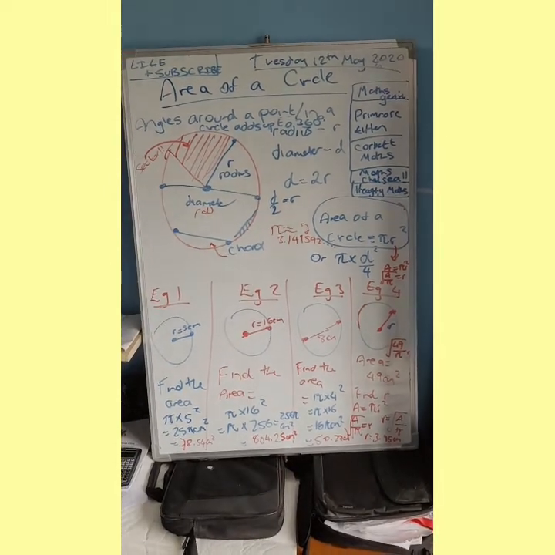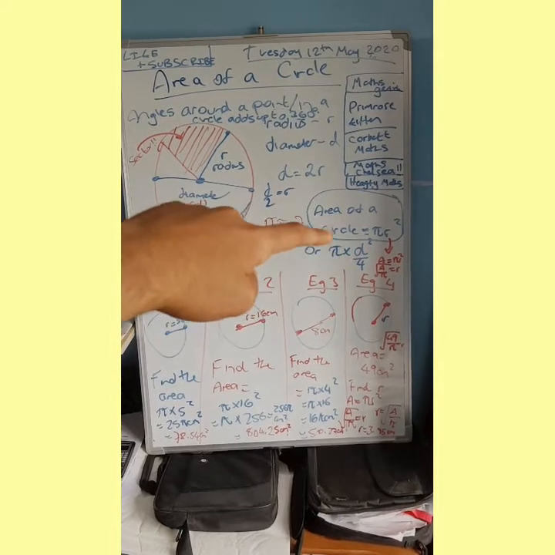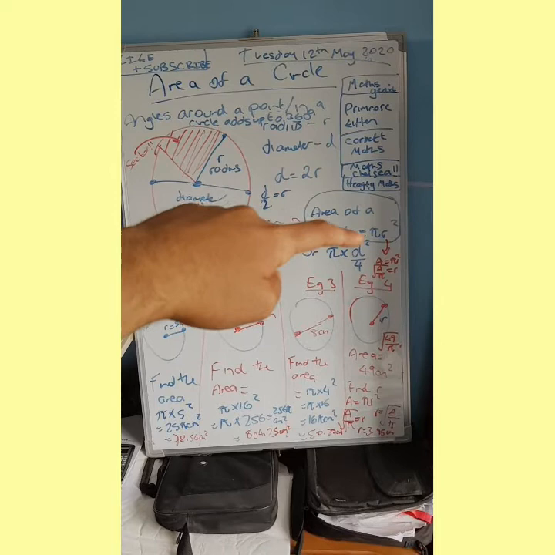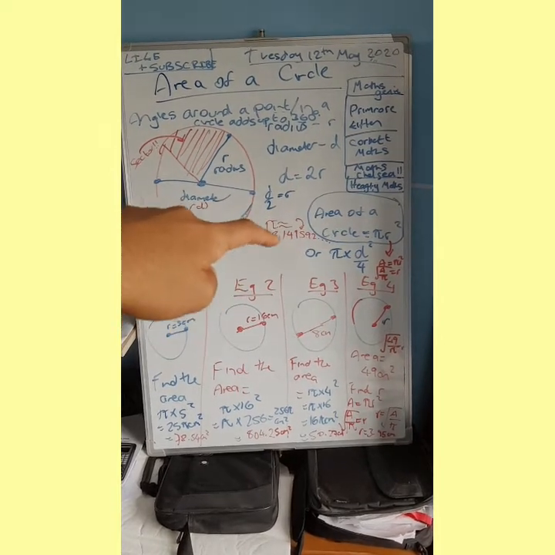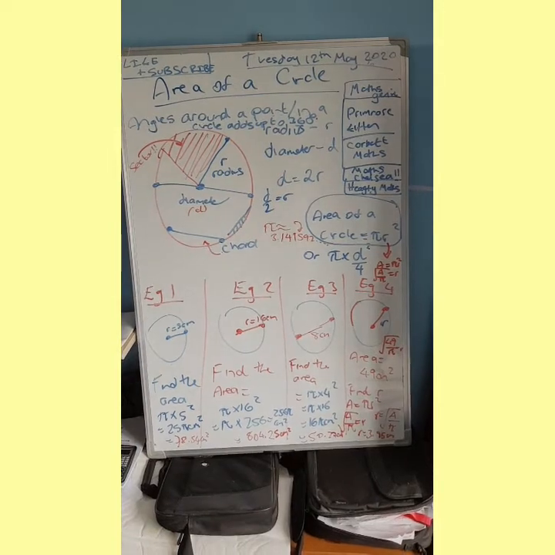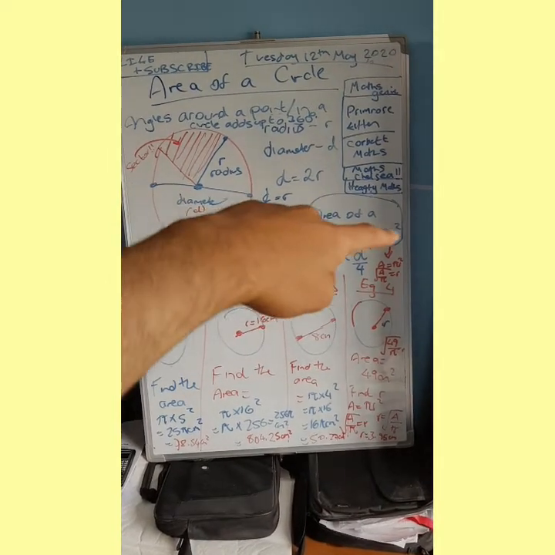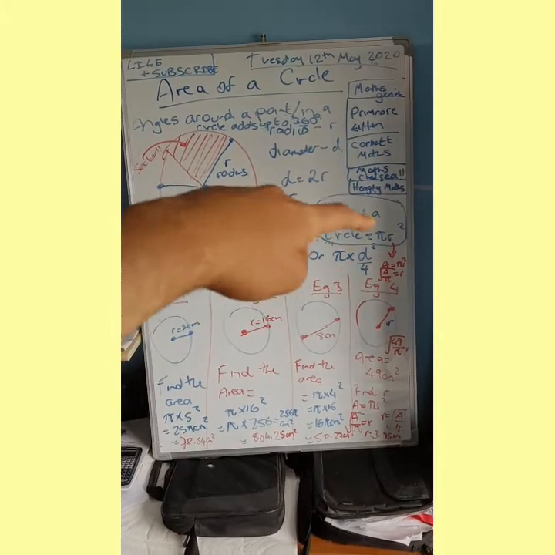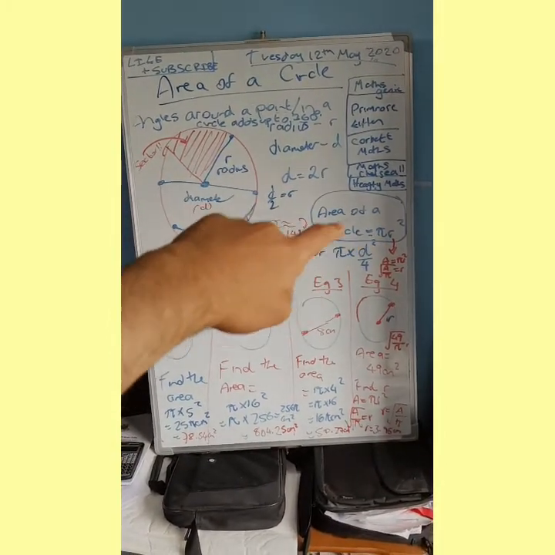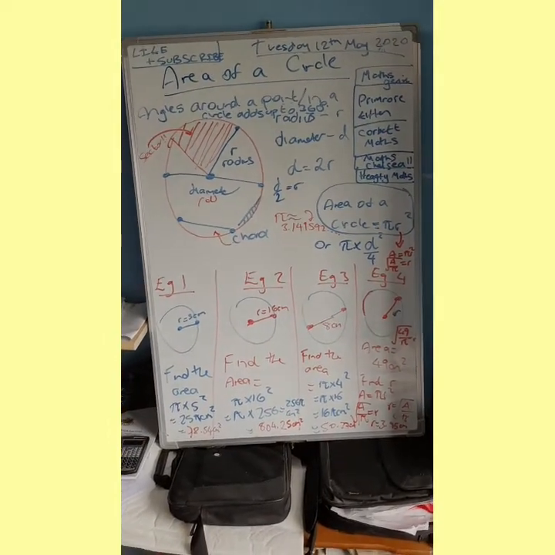So the area of a circle is pi times r squared. r squared means r times r, so pi times r times r. Or for those of you who are a bit interested, it's pi times d squared over 4, because if we substitute r equals d over 2 into here, it will be the same answer. But we'll just stick with pi r squared, because I don't want to confuse you.